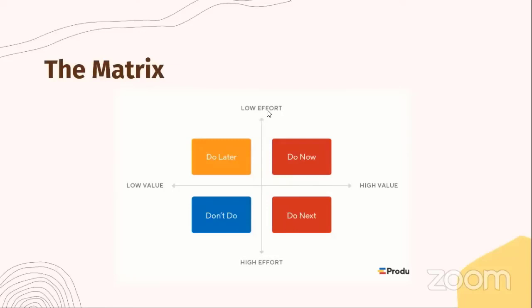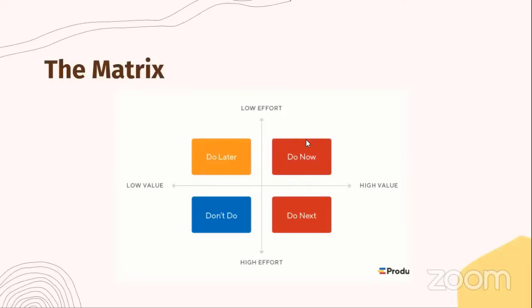If your idea falls under the low effort and high value, you want to do it now. Low effort means it's very easy to design and very easy to build. And high value means once the user uses it, the user experience will be the best. Any ideas that fall here are the ones that you want to do immediately: the ones that take low effort and have the highest impact.